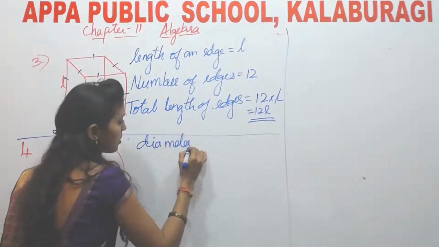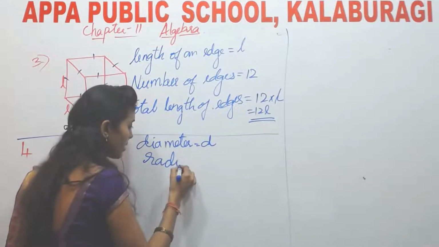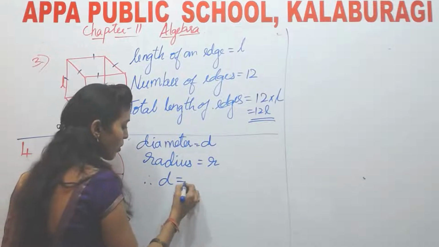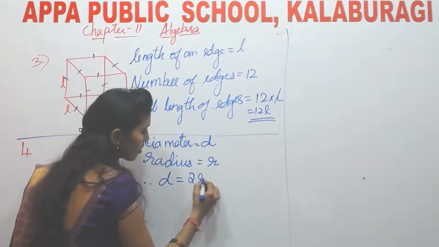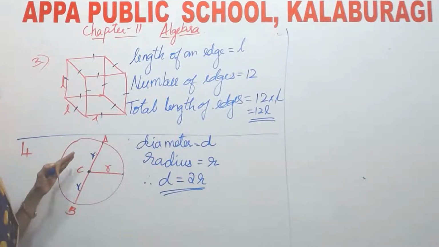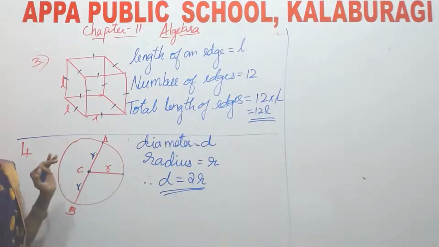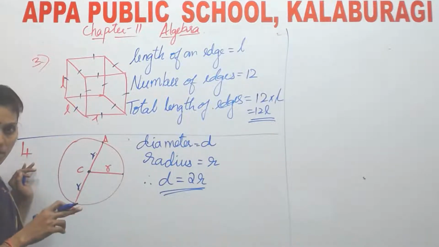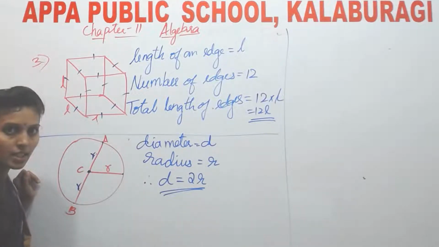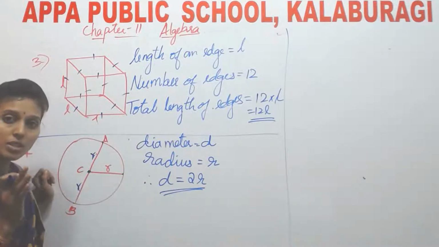Diameter is D. Radius is R. Then diameter, one diameter equals 2 radii. Right? This is geometry. Even the previous two also were from geometry only. But still we are using algebra. Right? So algebra covers geometry as well as arithmetic also.